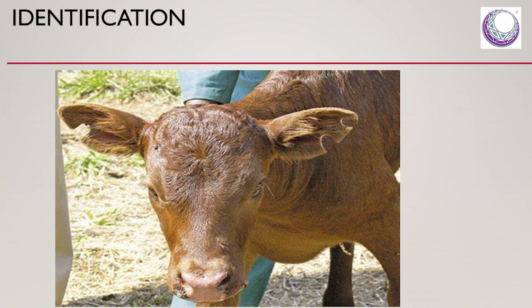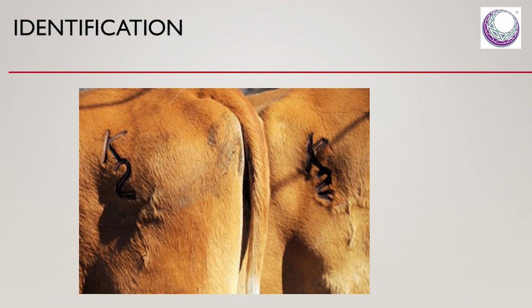Then we move on to ear notching. Ear notching is another form of identification. In this case, the animal's ear is cut in a certain shape, and the tool used to ear notch is ear notch pliers. We have another form of identification known as branding. As you can see, branding leaves a mark on the animal's skin. The tool used for branding is a branding iron.